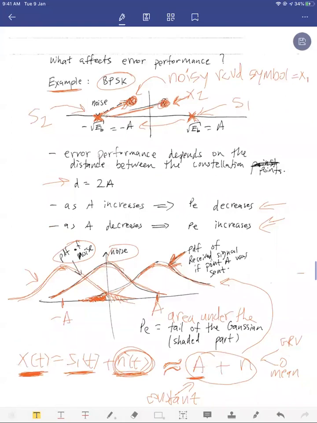Okay, so I think let's end here. You try to understand at this point the value of the signal space representation. When we come back, we're going to try to make this a little bit more precise.